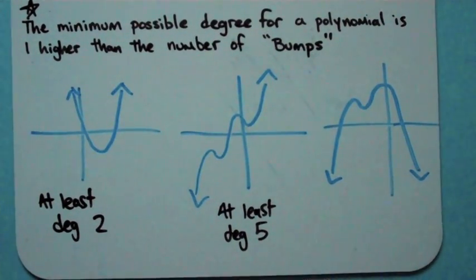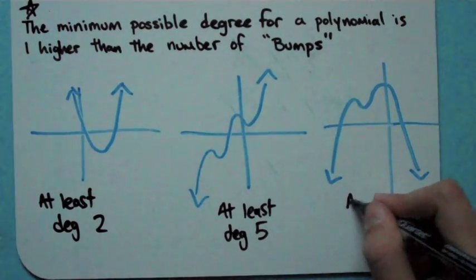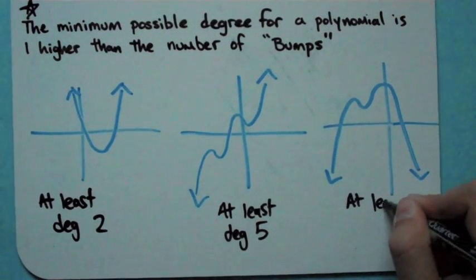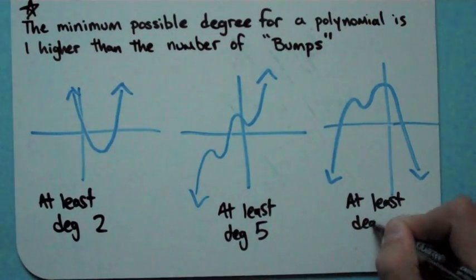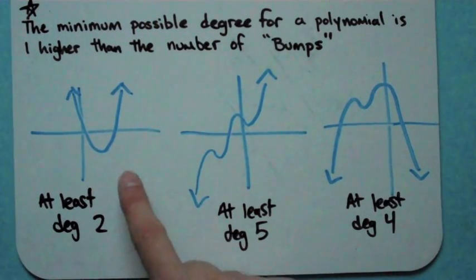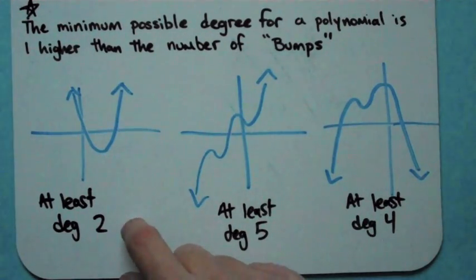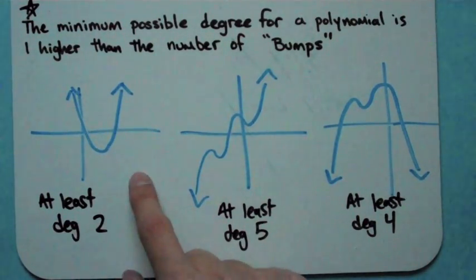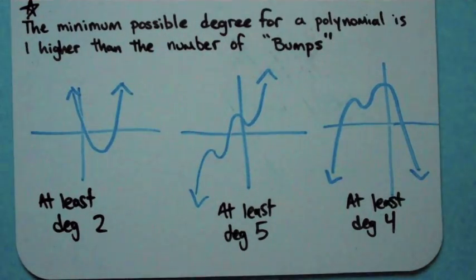On our last example here, we have 1, 2, 3 bumps on the graph. That means our polynomial is going to be at least degree 4. So 4, 5, 6, 7. We don't know exactly what it is. There's no way to know that for sure. But we know, for example, this couldn't be degree 2. So this is not a parabola. It's not an x squared. It's at least degree 4, so it could be anything higher, but it's obviously not degree 1. It's not a line.